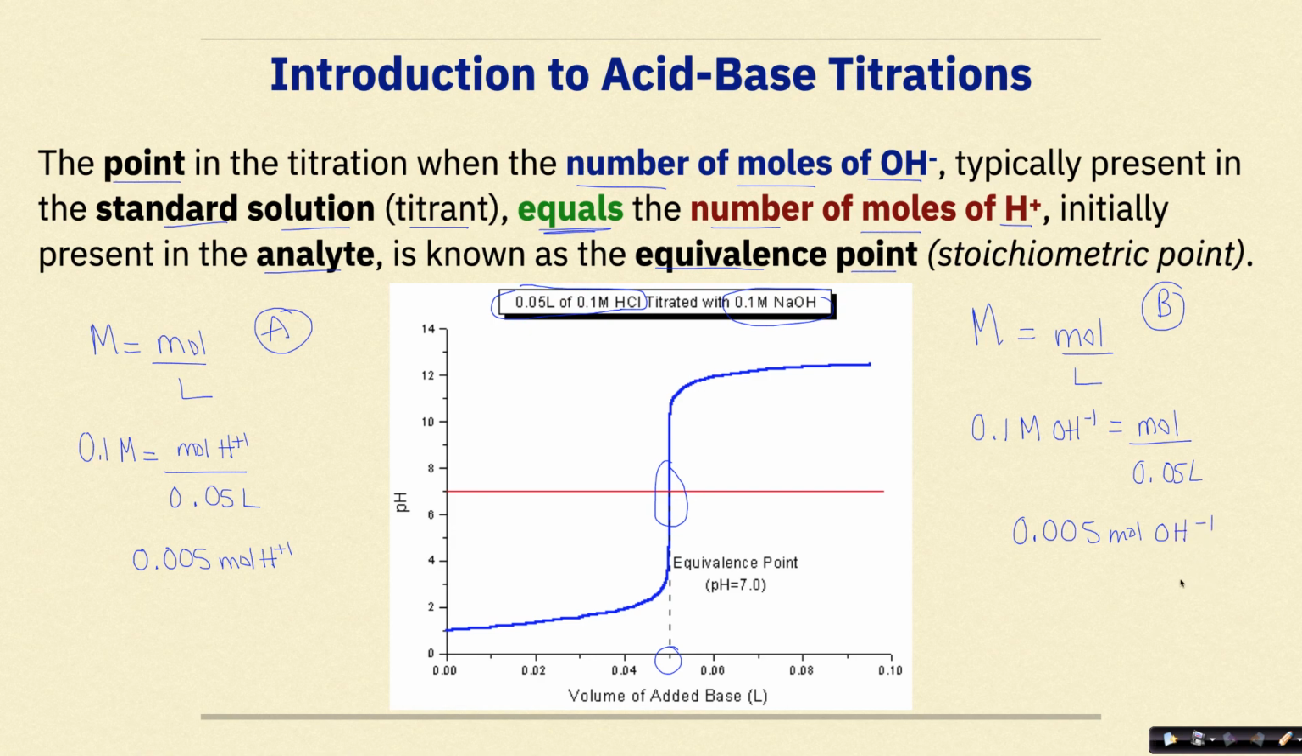So the takeaway here is the equivalence point literally means equivalent, like equivalent number of moles. Moles of hydrogen ions will equal moles of hydroxide ions. And we'll get more into these graphs later on in the year when we talk about acid-base equilibrium. But for right now, that's what we mean by equivalence point. Equal number of moles of hydrogen ions and hydroxide ions.